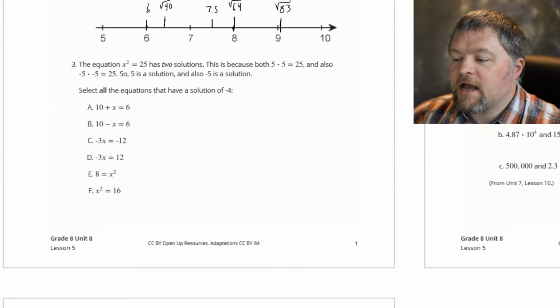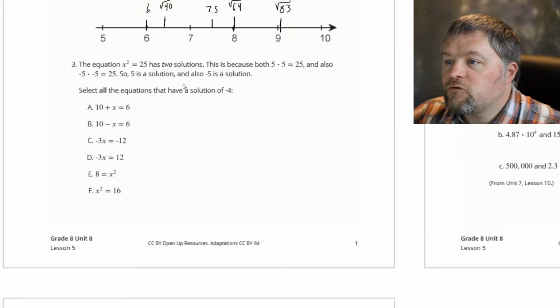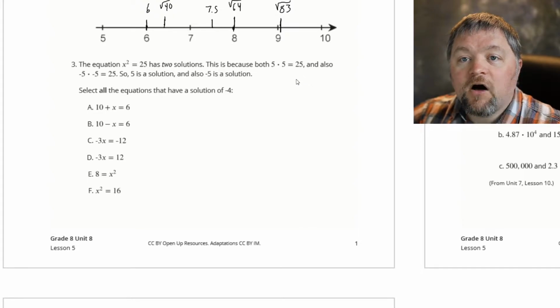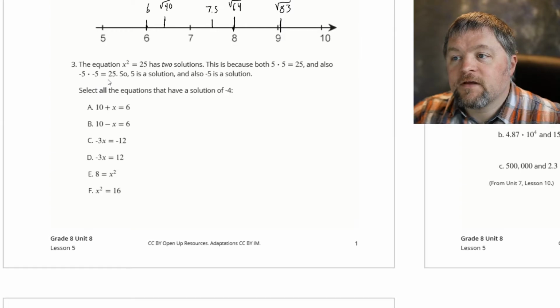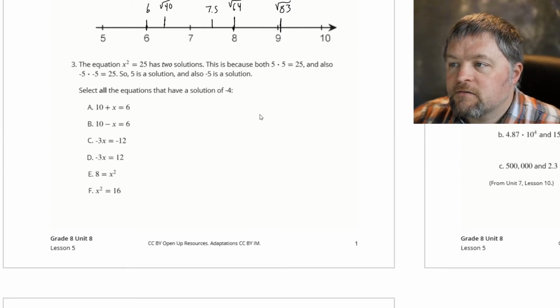The equation x squared equals 25 has two solutions. This is because both 5 times 5 equals 25, and also negative 5 times negative 5 equals 25. So 5 is a solution, and also negative 5 is a solution.